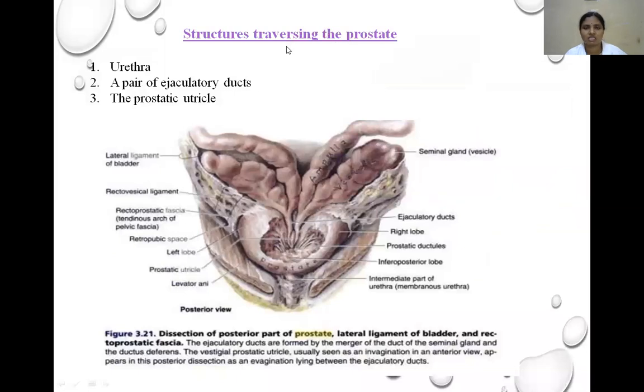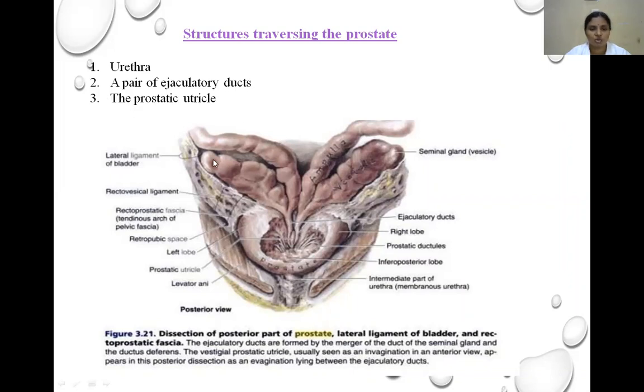What are the structures traversing the prostate? The prostate is traversed by the urethra. At the neck of the bladder, the urinary bladder continues down as the urethra and passes through the prostate gland, where it pierces the gland exactly at the junction between the anterior 1/3 and posterior 2/3 of the prostate in the median plane. Then a pair of ejaculatory ducts traverse the posterior part of the prostate gland.